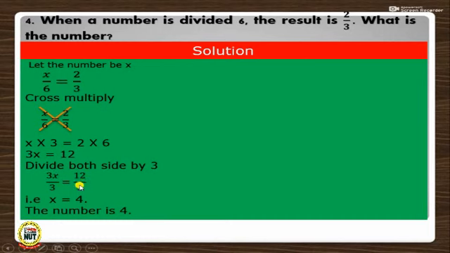Then 12 all over 3 is equal to what? 4. Then 3 divided by 3 is equal to 1. 1 times x gives us x. Therefore, x is equal to 4. So the number which I think of and divided by 6 is equal to 4.